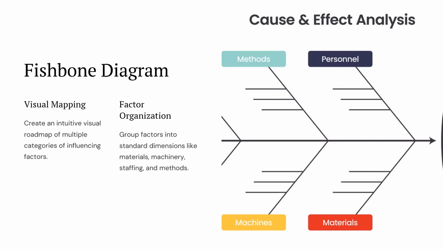This is one of my favorite tools to use. They create an intuitive visual roadmap of multiple categories of influencing factors, and they help group factors into standard dimensions like materials, machinery, staffing, and methods. So if you have multiple factors, it really helps organize those thoughts.